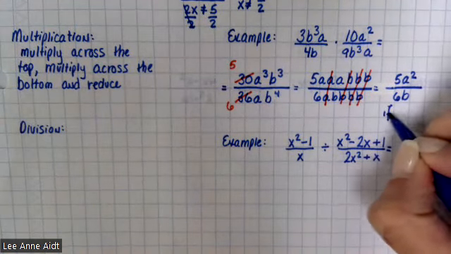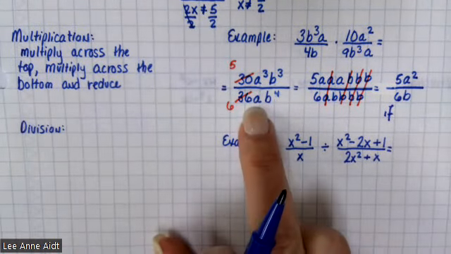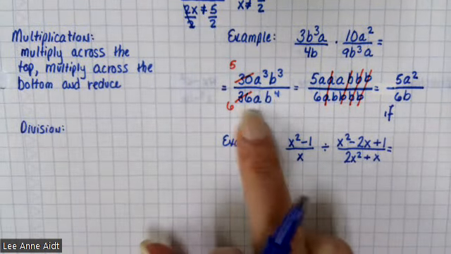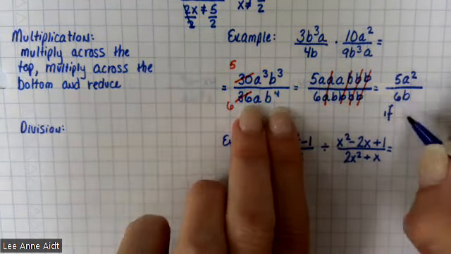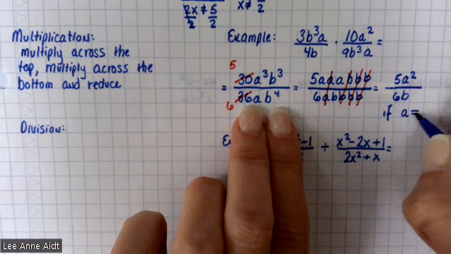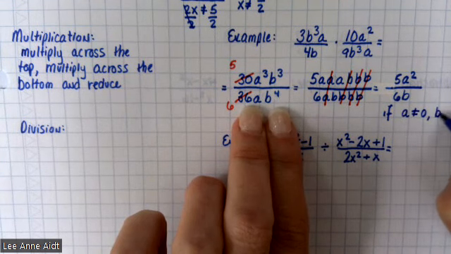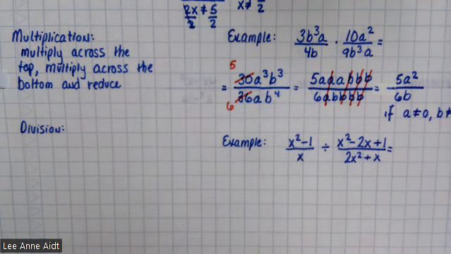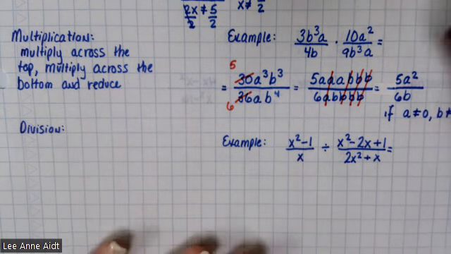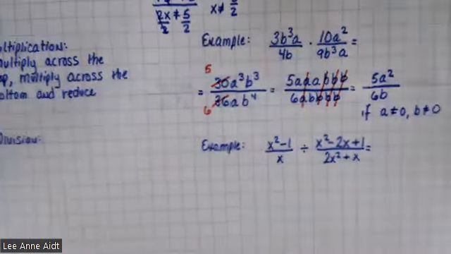Okay, so we go back to the problem. We have 2 letters in the denominator, and this is all being multiplied, so a cannot be 0, and b cannot be 0. There's the 0.